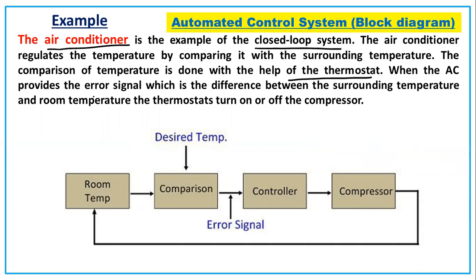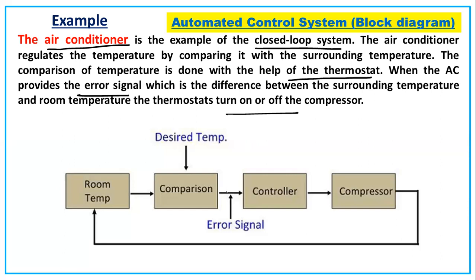When the AC provides the error signal, which is the difference between the surrounding temperature and room temperature, the thermostat turns the compressor on or off. So the compressor will be on and off based on the temperature. So we can leisurely sleep. We need not switch it off or switch it on. It happens automatically. So the room temperature is there, the desired temperature is there. So if it is not reaching the desired temperature, that will be an error and that will be fed back, and this cyclic process will happen.